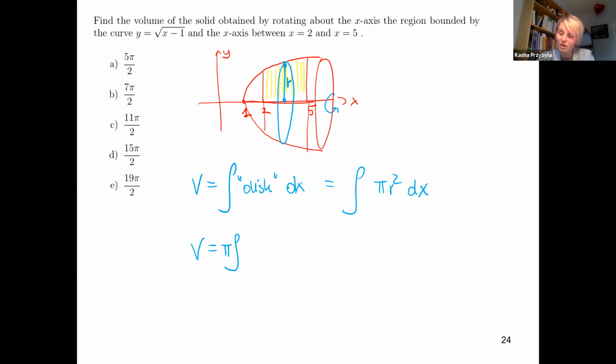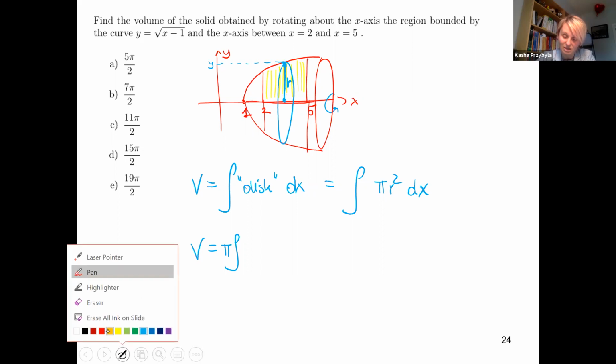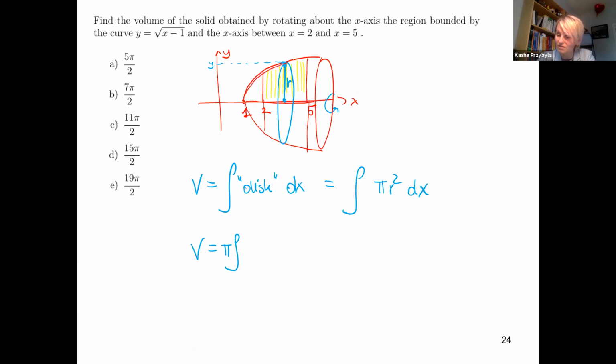And now, how can I actually define that radius? That radius looks like the quantity y, but the radius is touching a function. That means it's defined based on that function. That means the radius is y, and how is the function y defined?